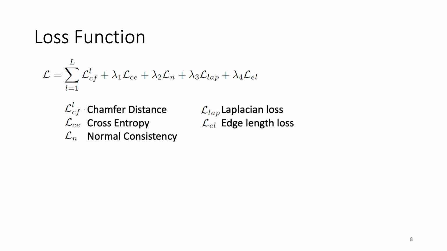Finally, we talk about the loss function. The loss function consists of 5 terms. The first term is the chamfer distance between the ground truth surface points and the predicted surface mesh points. The second term is the cross entropy loss applied at the end of the voxel decoder. The other 3 terms are the edge length loss, normal consistency loss, and the Laplacian loss. They regularize the mesh output.